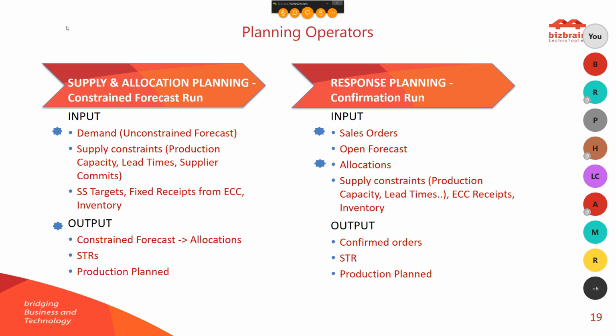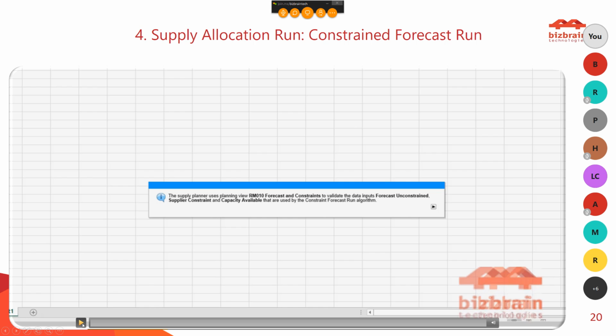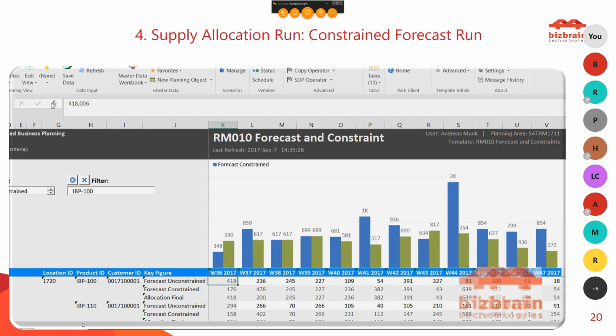Once you have set this prioritization and segmentation, you can execute your first operator, which is supply allocation planning, which needs these as an input, and it will generate output as stated. The next video will show how we are executing this operator. Now we are validating the inputs for the constrained supply run. This run is also called an allocation generation run, because the constrained forecast is generally copied as the allocation. So the first input is the unconstrained forecast.